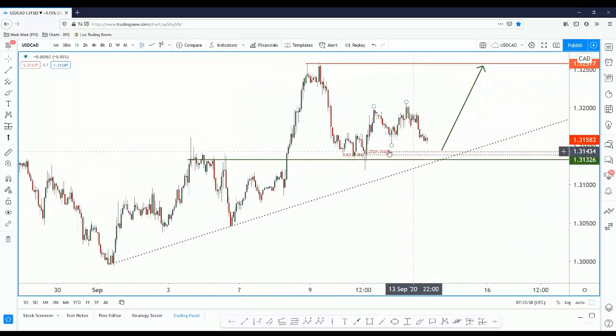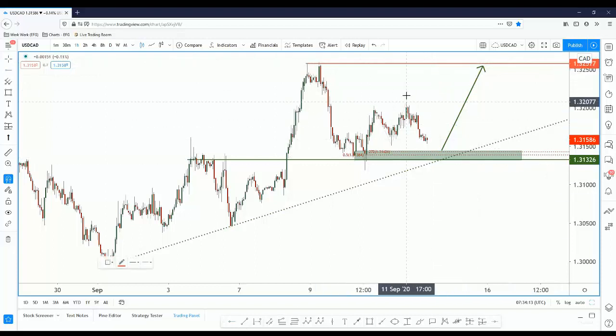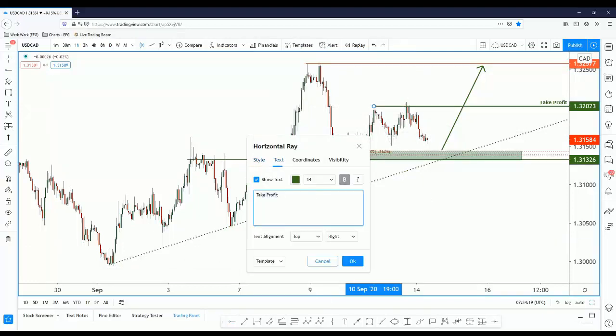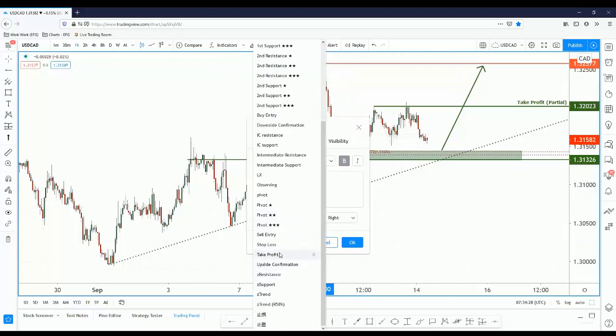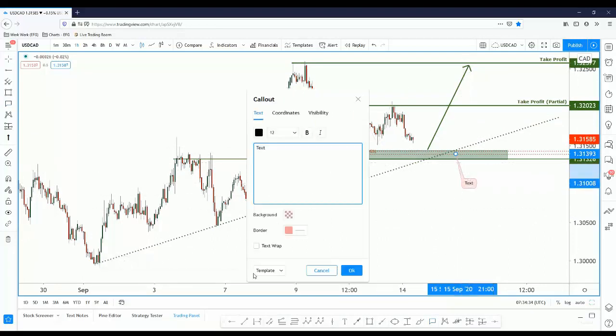Okay, so the entry can be anywhere within this zone, right? The entry can be anywhere within this zone here. Okay, so this area here will be my entry zone, and of course I will have an intermediate take profit target at this short-term swing high. So I'm just going to put this as take profit, and I'll say partial. Right, and this will be the full take profit, the daily target that we have. Okay, and this area will be the buy entry. Okay, this will be the buy entry zone.